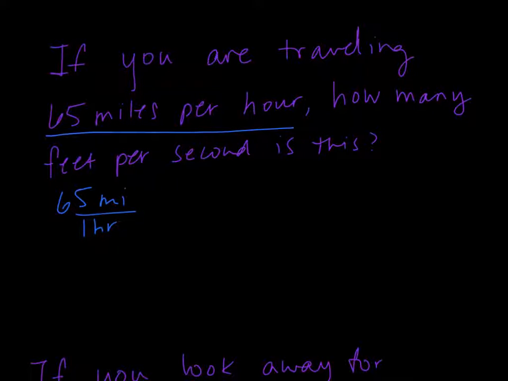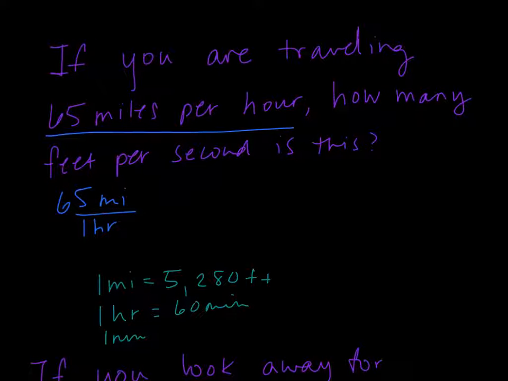And so what I'm going to use is 1 mile is equal to 5,280 feet. And that'll get me from miles to feet, and then I want to go from hours to seconds, so I'm going to use 1 hour is equal to 60 minutes, and 1 minute is equal to 60 seconds. So it doesn't matter which one that you do first. First, I would convert miles to feet, but you could do hours to seconds first if you wanted.